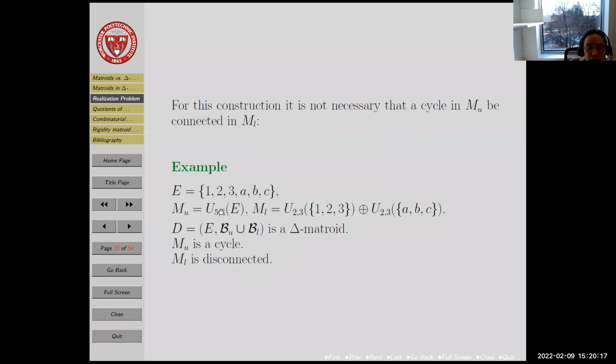So I say all the sets are bases which consist of 5 elements of them. And for the lower matroid, I could say, well, I take independent sets of size, or bases of size 2, but they are either containing 2 numbers or 2 letters. Right? So that would be the disjoint union, or the direct sum, of U23 and U23, the uniform matroid of rank 2 on 3 elements. And it's quite easy to see that this is a delta matroid.